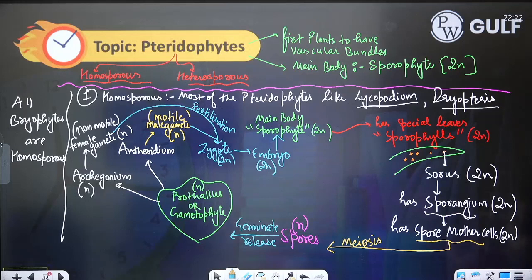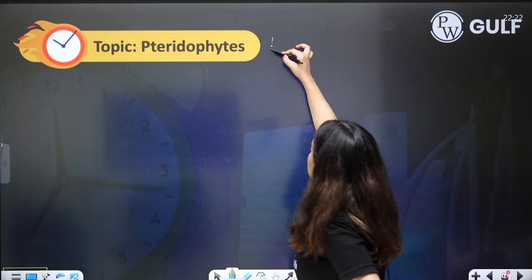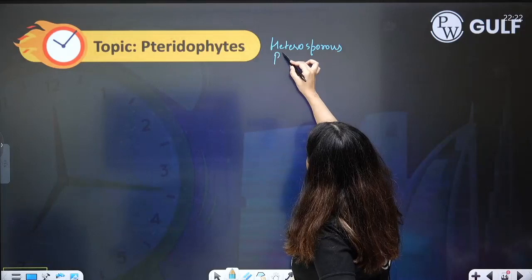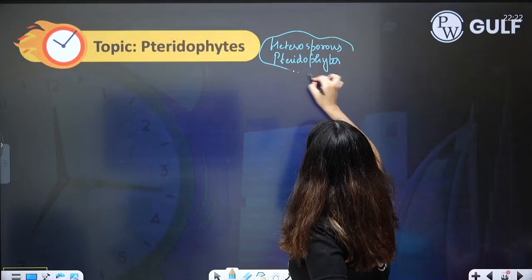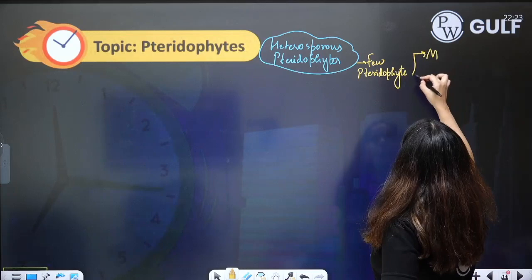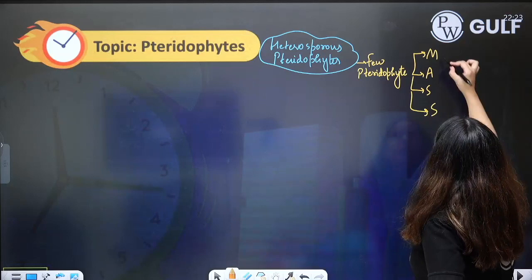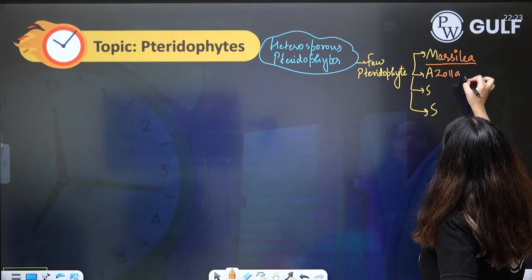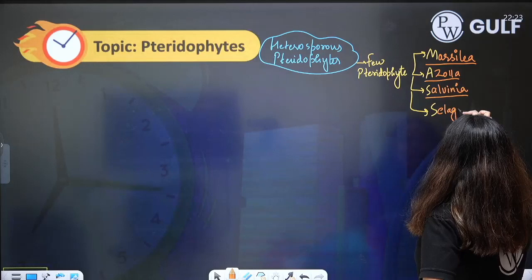Okay, so we'll see what happens in heterosporous pteridophytes. Few pteridophytes are heterosporous, and the examples you need to remember through MASS: Marsilia, Azolla, Salvinia, Selaginella.